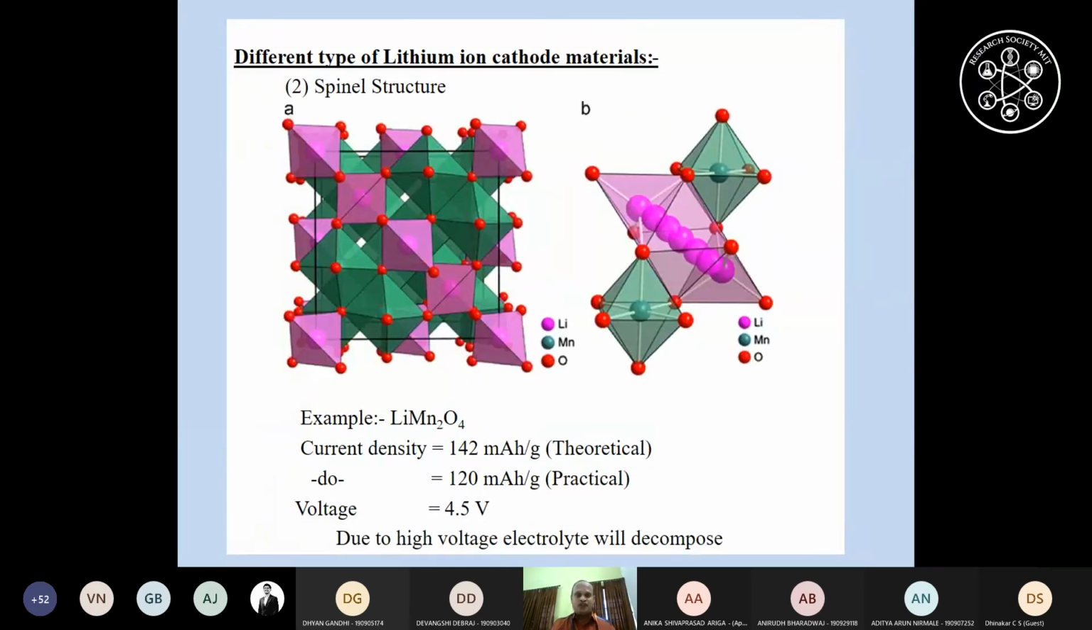Second one is the spinel structure. Spinel structure means lithium Mn2O4. The capacity is 142 milliampere hour per gram theoretically, practically 120 milliampere hour per gram. The voltage is 4.5 volt. But with such a high voltage, the electrolyte might decompose and we can't continue further.